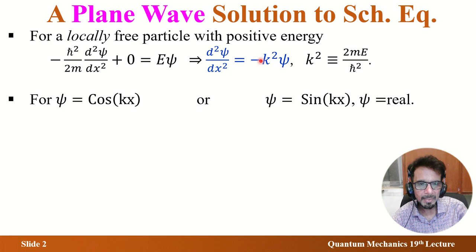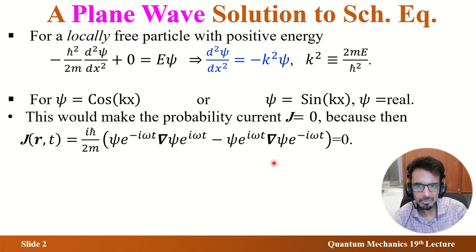Mathematically there can be other options as well, but if I choose that option, that means my small psi, the time independent factor, is real. And if that psi is real, then the probability current is zero. I have shown the expression for that in my previous lecture.